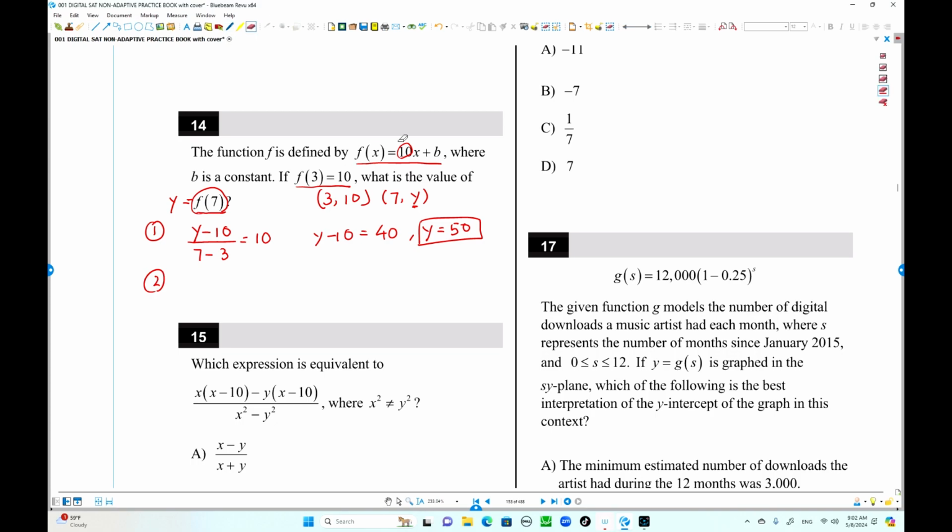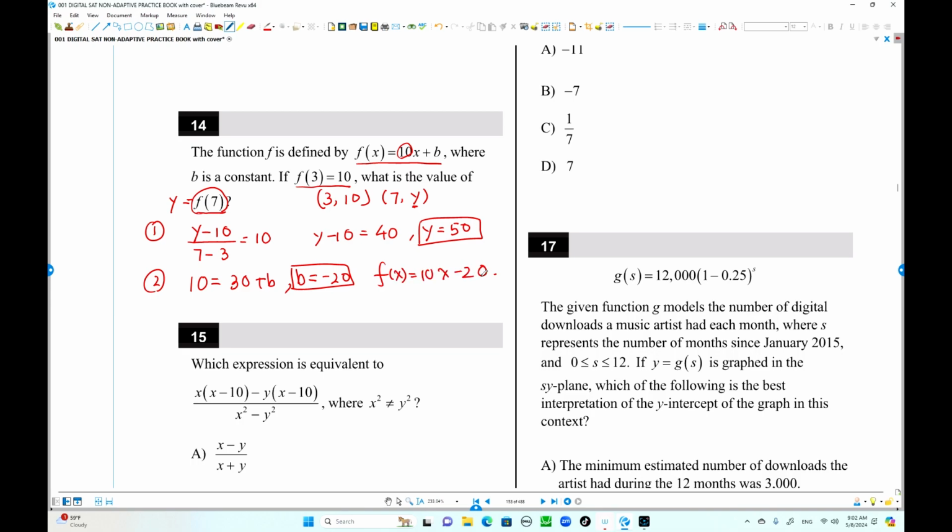Put this number in there: when x is 3, y is 10. Y is 10, x is 3. 10 times 3 is 30 plus b. At this time, you can find the y-intercept. B equals negative 20. I put this number there, f of x now is 10x minus 20.